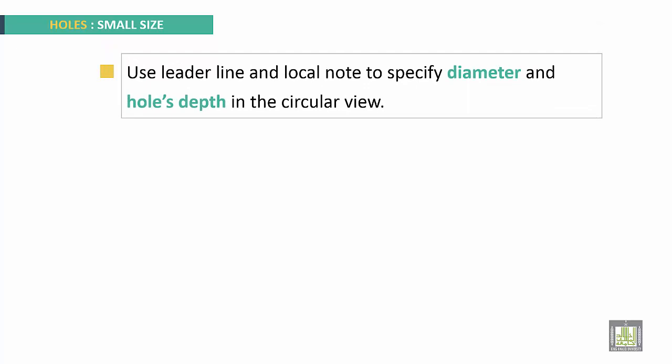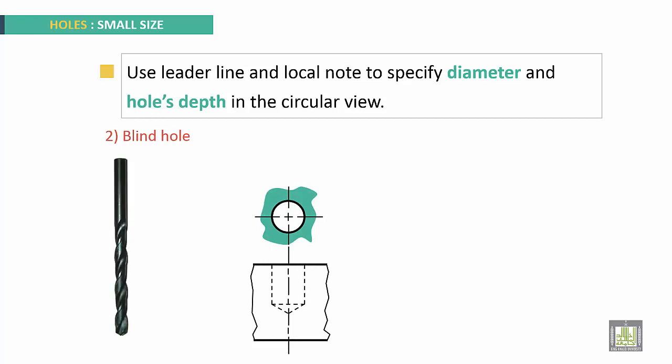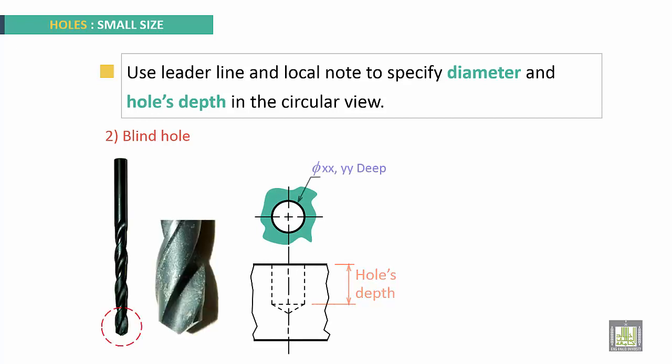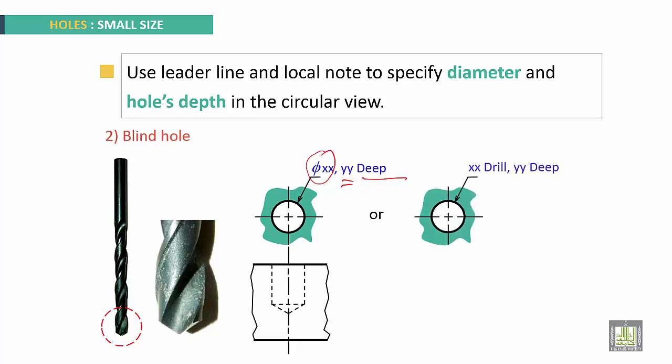Use leader line and local note to specify diameter and hole depth in the circular view. Blind hole. Here, we specify the diameter and the depth with local notes. Or other method, xx drill to specify the diameter and to say that it is drilled, and here to specify the depth of the hole.